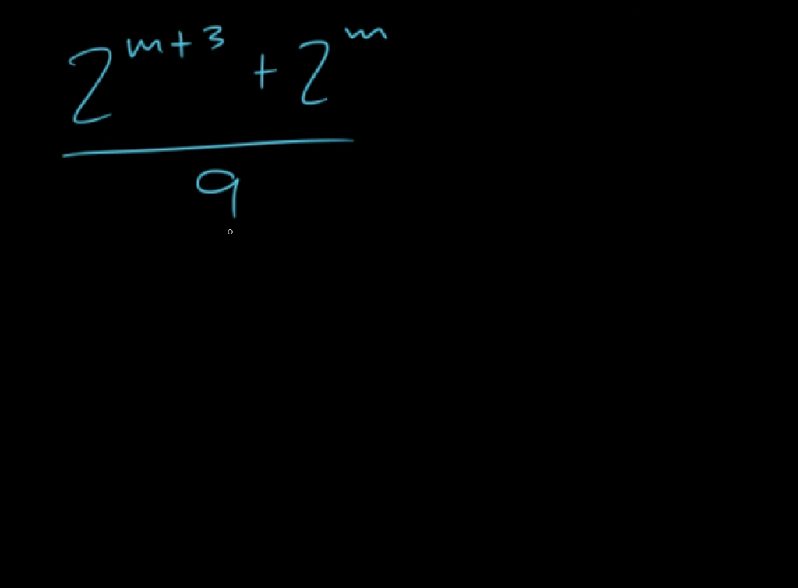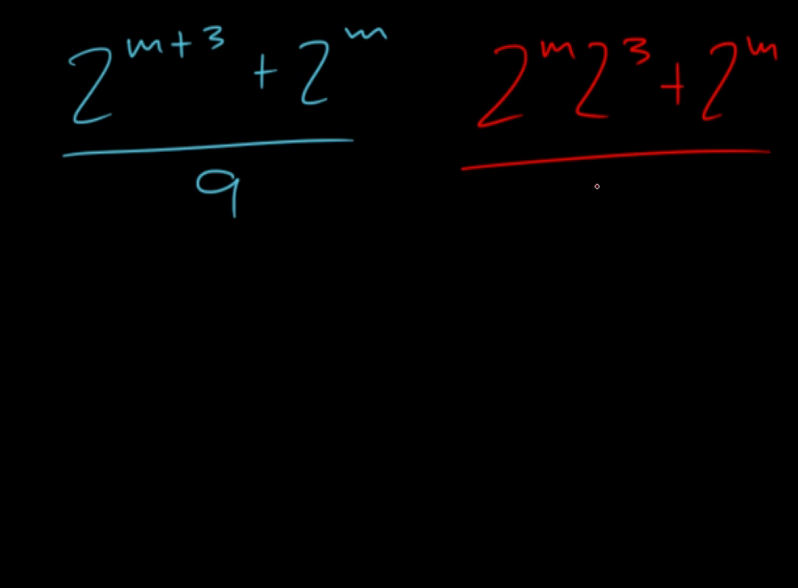Alright, we have one more to do. It's 2 to the m plus 3, plus 2 to the m over 9. What we're going to do is write 2 to the m, 2 to the 3, plus 2 to the m over 9. These both have 2 to the m in common.